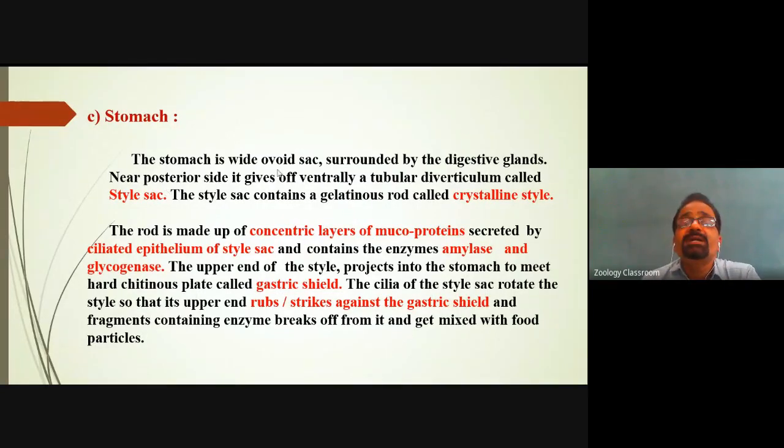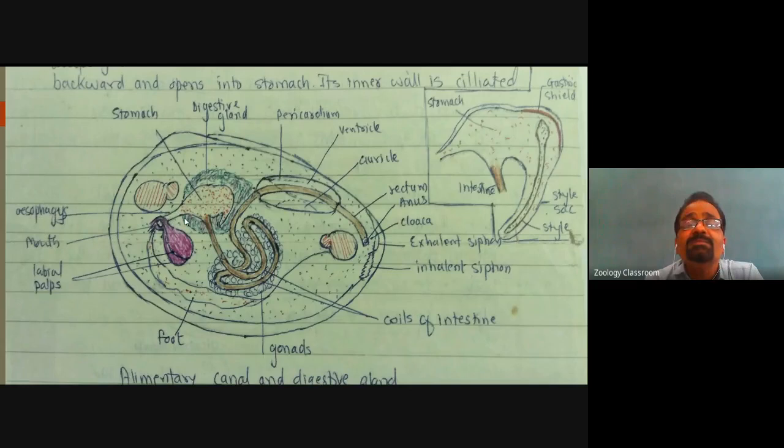Near the posterior side, it gives off ventrally a tubular diverticulum. Now, this structure is very important because it plays an important role. The diverticulum is called the style sac. The style sac contains a gelatinous rod called the crystalline rod. Now, see, this is the diagram which I have sketched. See, the oesophagus is there, the stomach is there, the digestive gland is there. This is called the style sac, and this is the enlarged part of it.